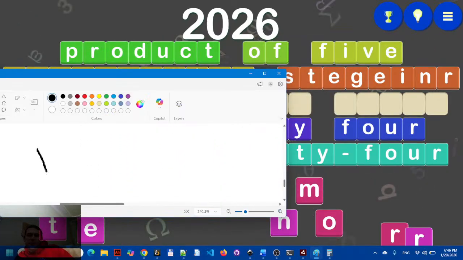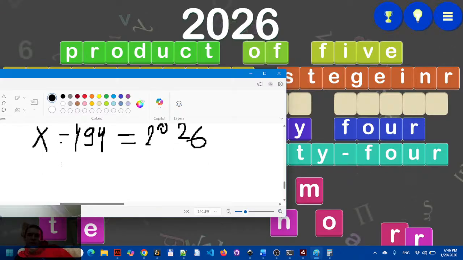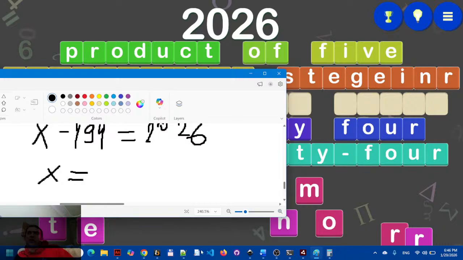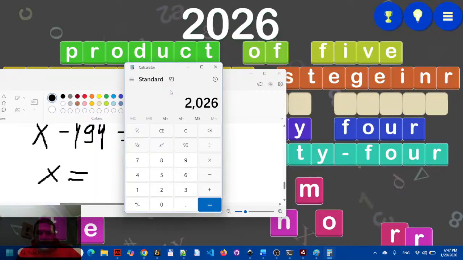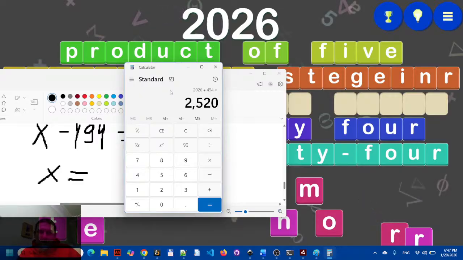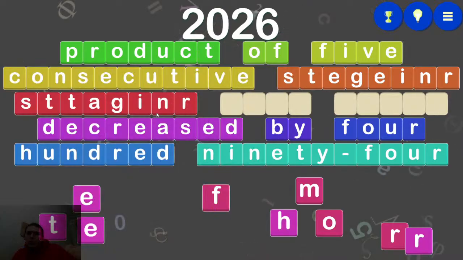So if we say that something x minus 494 gives us 2026, then this x is 2026 plus 494. 26 plus 494. This comes to 2520. So all that goes here, it is 2000.